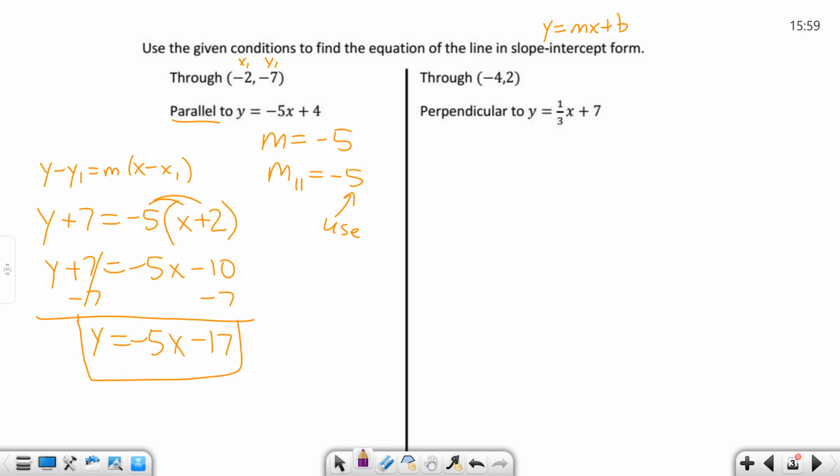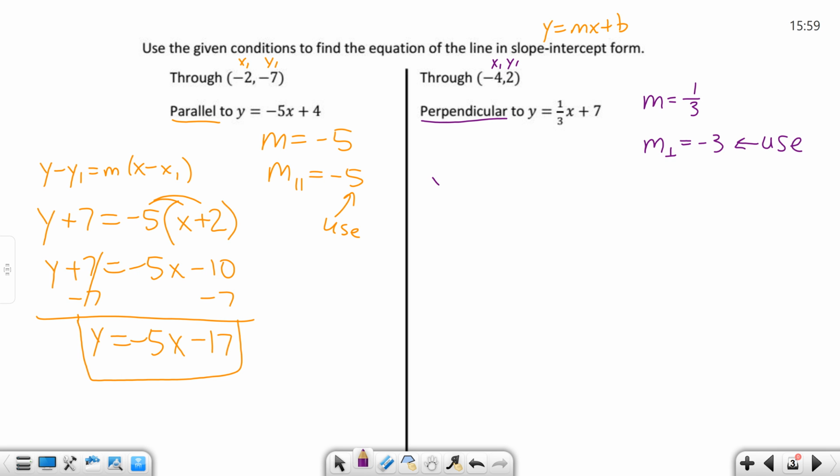So the next one is very similar. It's x1, y1, and now we have perpendicular to this line. So what is my slope of this line right here? The slope of this line is actually what? 1/3, right? But I don't want the slope. I want the what kind of slope? Perpendicular. So I'm going to do my perpendicular slope, and it's going to be what? -3. Correct. And which one do I use? -3, right? So use that one.